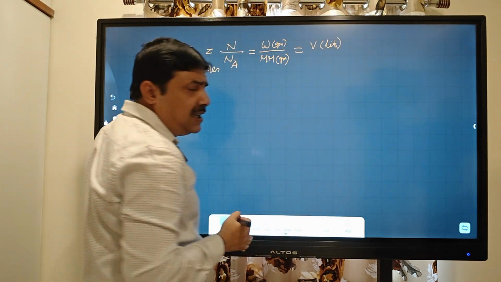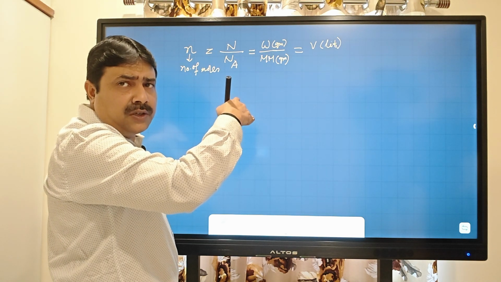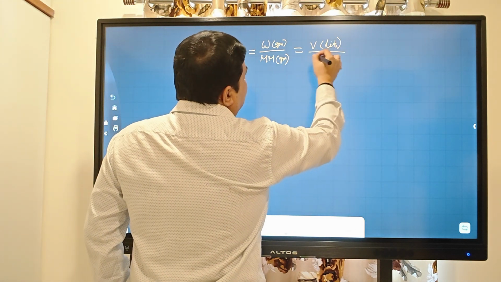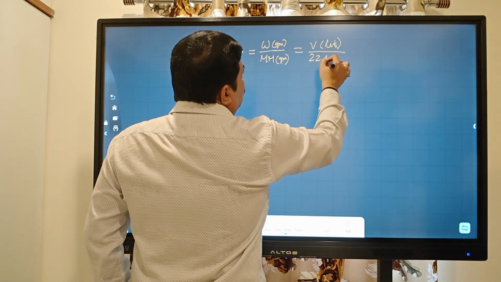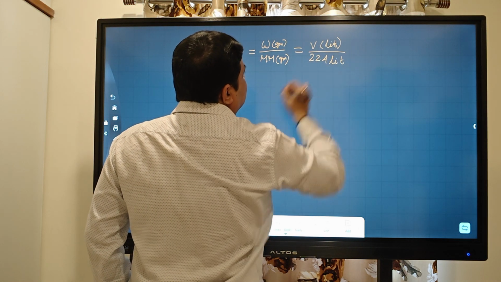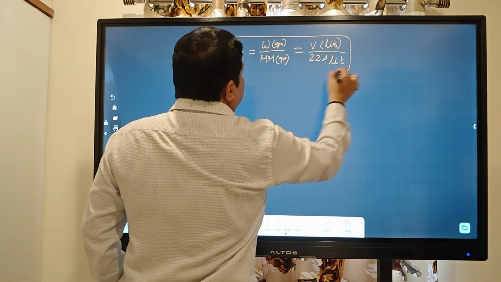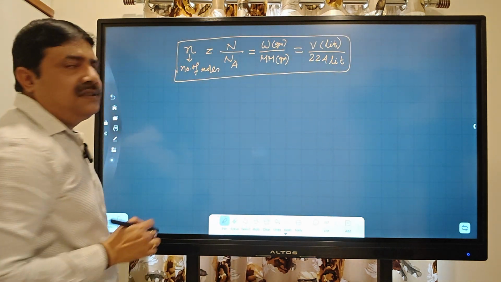If it is given in ml, then you have to divide it by 22,400 ml, and given volume also in ml you have to take. Otherwise 22.4 liters. This is the idea. So now all represent number of moles. Then interrelations can be done very easily.